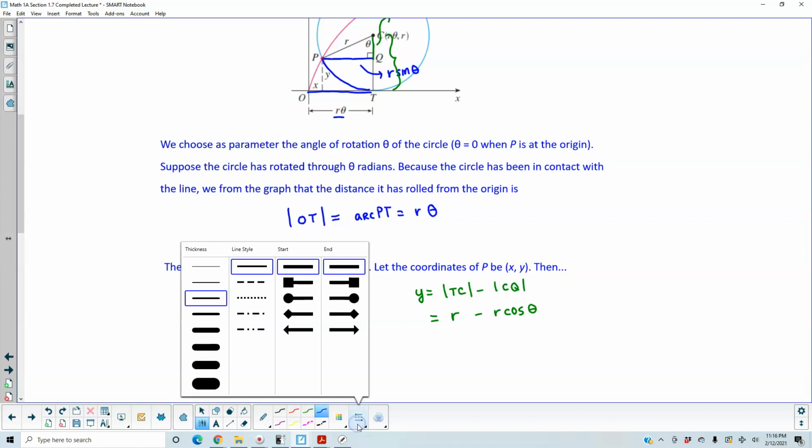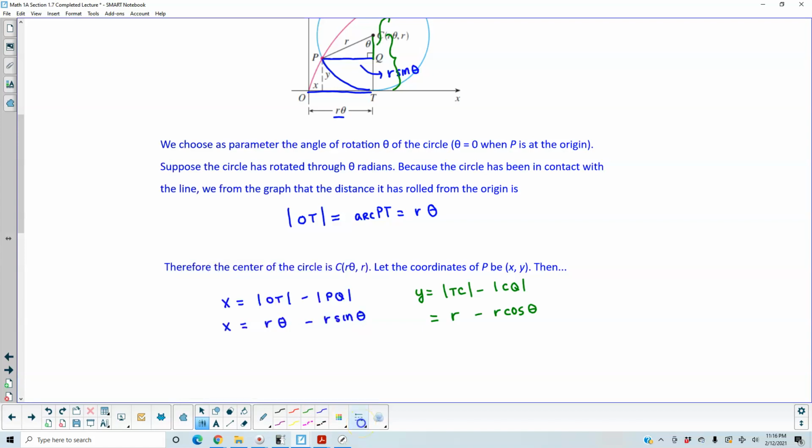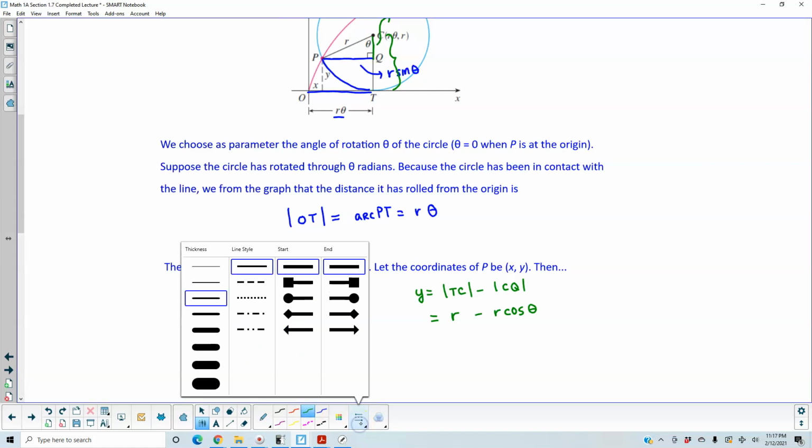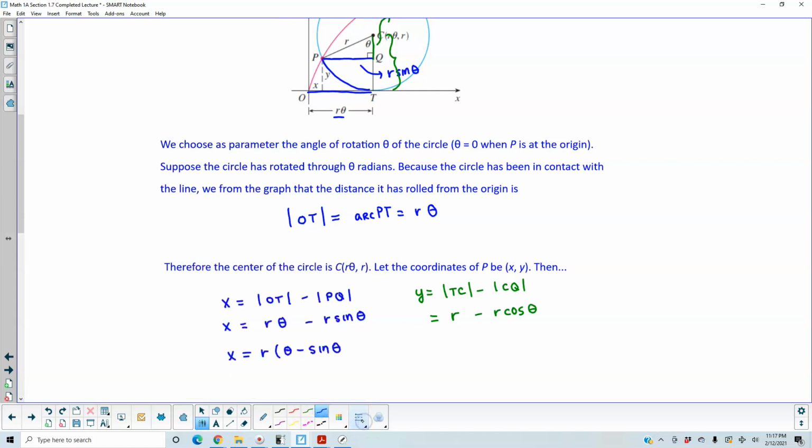So now let's go ahead and solve. So we know that for x, we can factor out r, and we're left with theta minus the sine of theta. And then for y, we can factor out the r, and what's left is 1 minus the cosine of theta.